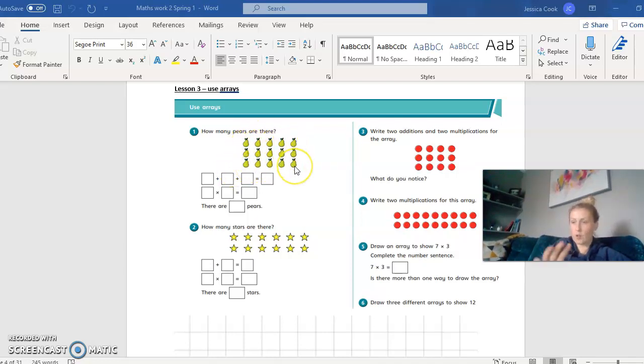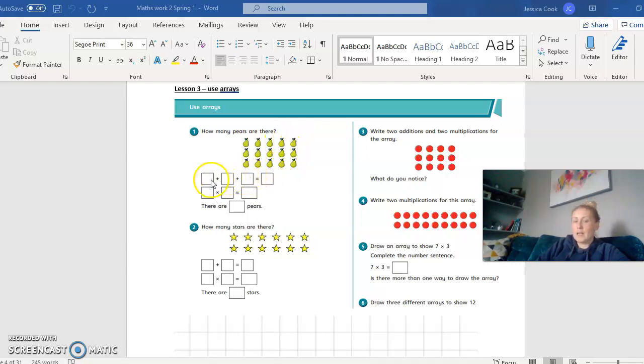So we could have 3 groups. So I think this might be the same as with the one we've just done, actually. Have a go at this first question, okay? So the first part is, we're just going to look at that picture quickly. So we've got 1, 2, 3 groups. We've got 1, 2, 3, 4, 5 in each group, don't we?